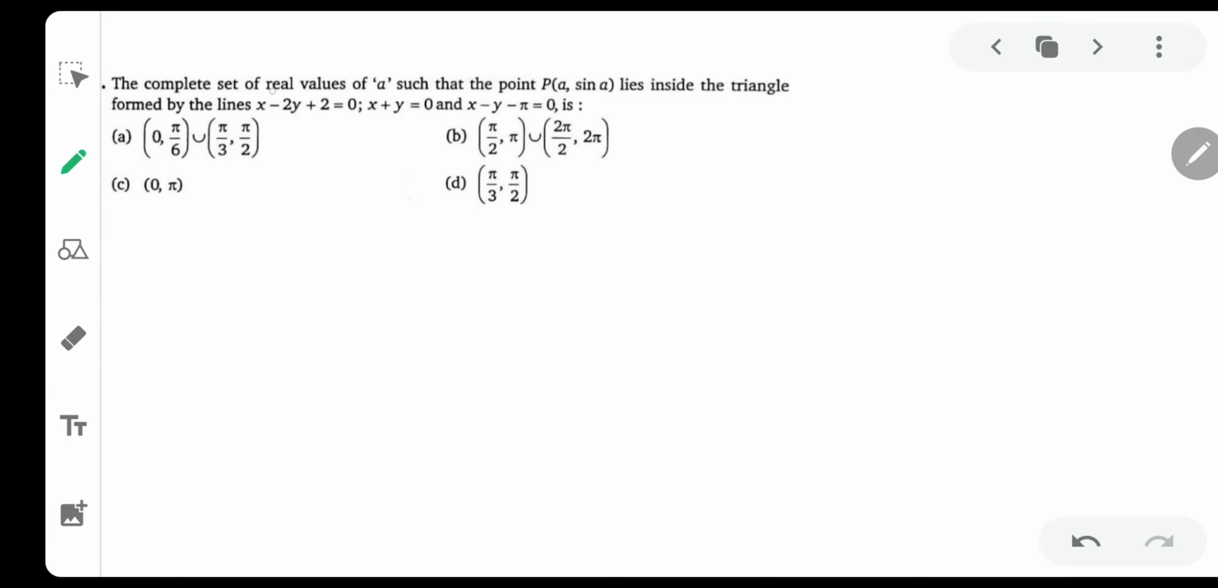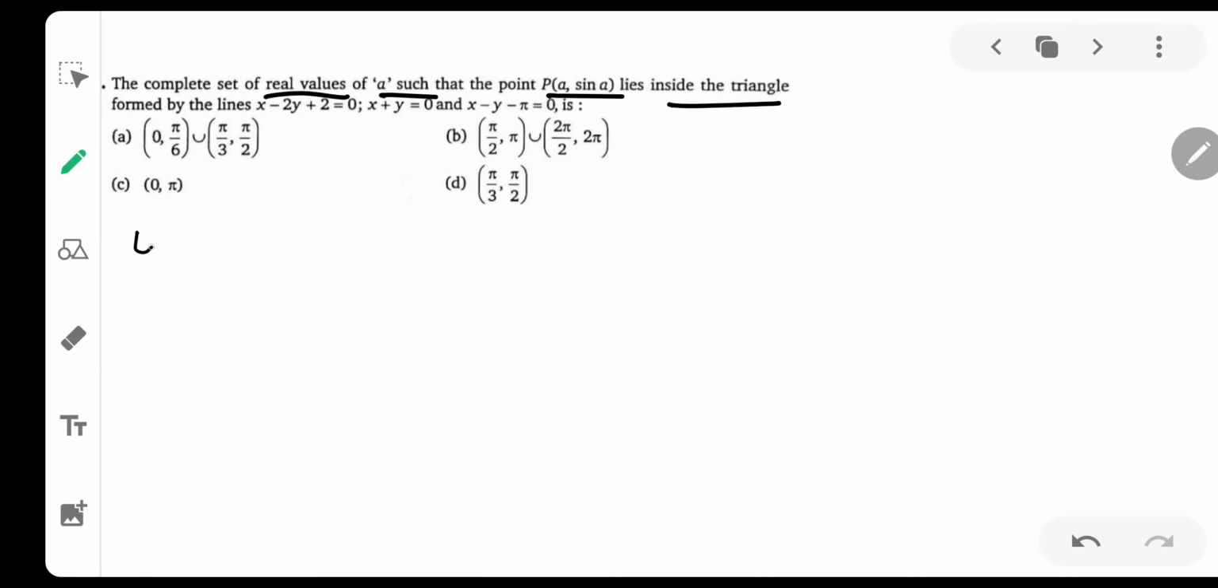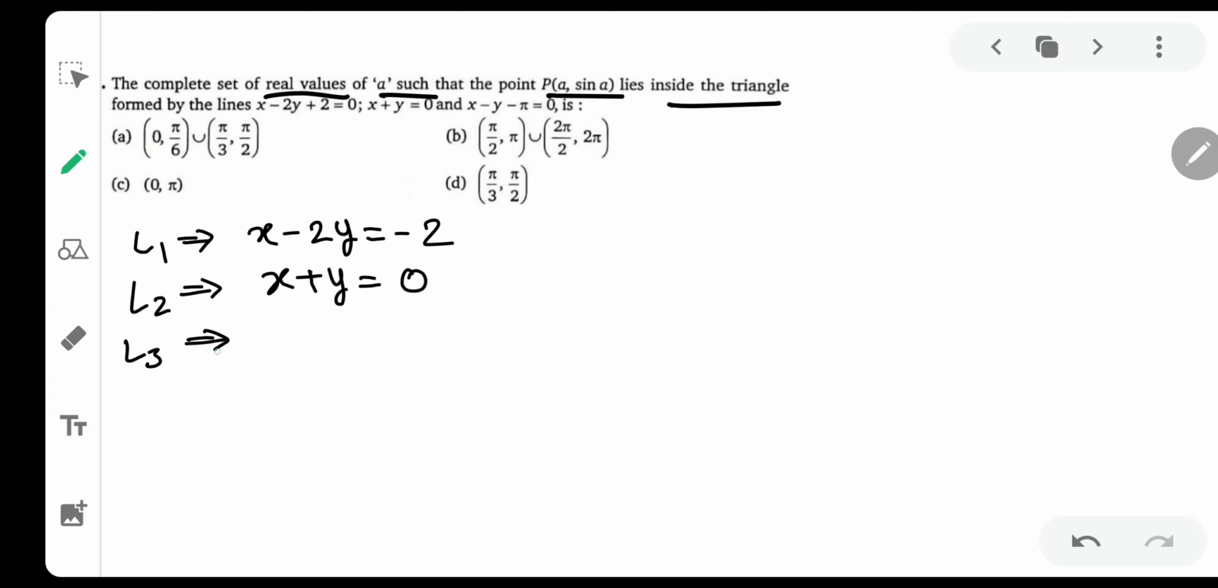The complete set of real values of a such that (a, sin a) lies inside the triangle, and there are three lines given. Let me call these lines L1, L2, L3. Let L1 be x minus 2y equals minus 2, L2 be x plus y equals 0, and L3 be x minus y equals pi. So these three lines I have written.